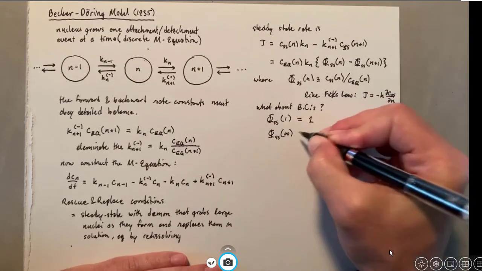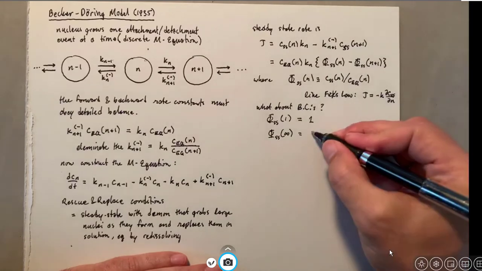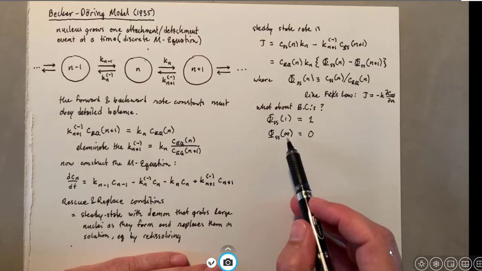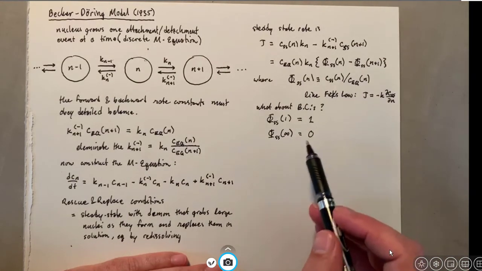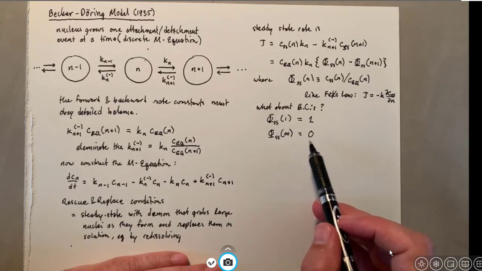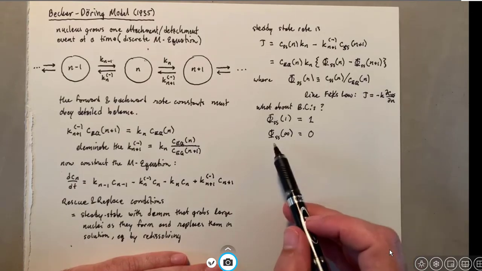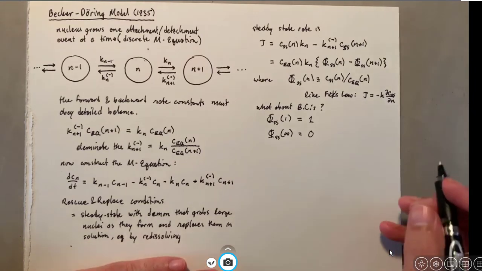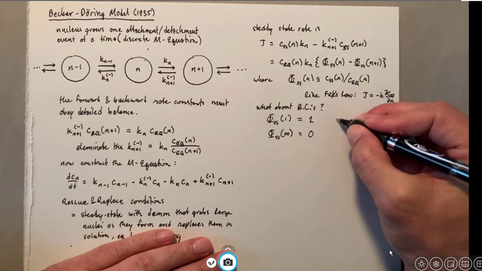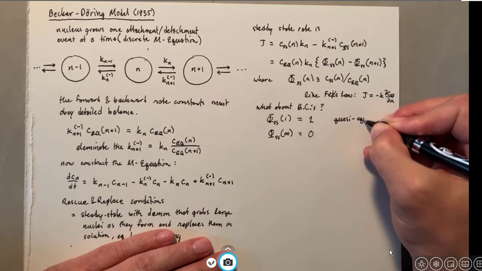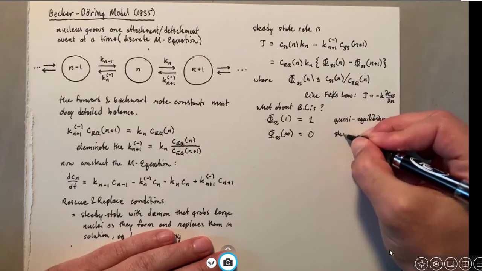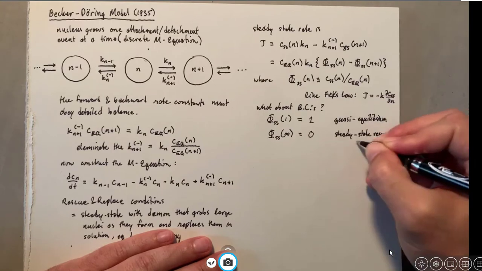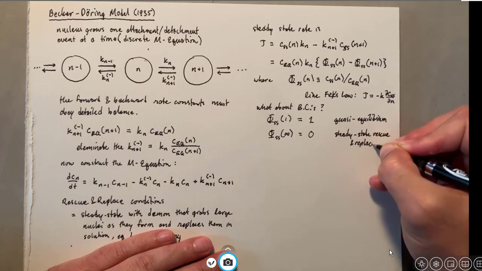Now at infinity, we are removing all the large nuclei, and so the ratio at steady state should go to 0. Equilibrium would like it to diverge and become infinitely large, and at steady state we're going to have something very small. So it's very easy for this limit to go to 0. This is going to give us a quasi-equilibrium description, right here, and this is our steady state rescue and replace boundary condition.